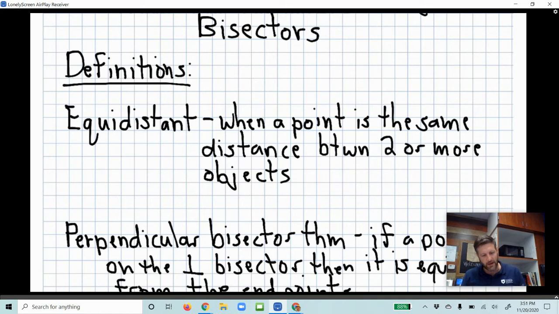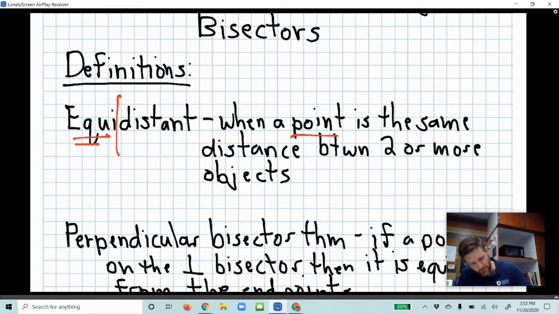So let's first of all define a starting word, and that is equidistant. What does it mean to be equidistant? Well, you can just see the two words here, equal and then distance. So the definition is pretty simple. When a point is the same distance between two or more objects.